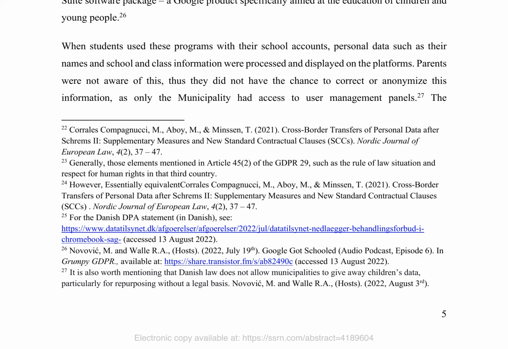This scenario highlights the importance of assessing the legal system of the third country, in this case, the United States, where Google's servers are located, to ensure the effectiveness of appropriate safeguards. The Danish DPA's decision emphasizes the need for data exporters and importers to identify and implement additional safeguards to enhance data protection, particularly in the context of children's data. This is crucial, as the GDPR requires special protection for children's personal data, and the use of Google Chromebooks and Workspace in schools may not meet these requirements.